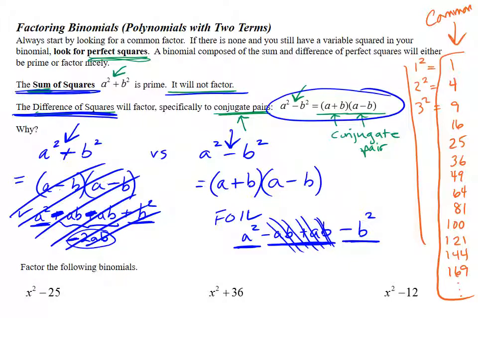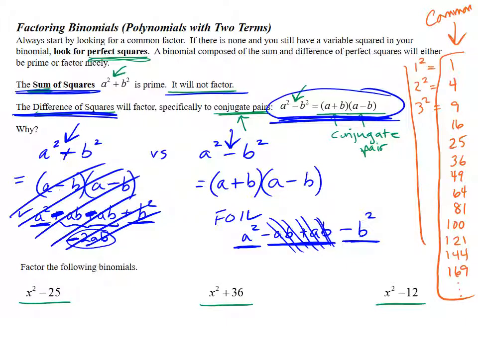Luckily, that formula is pretty straightforward. So what it comes down to with binomials is you really just have to recognize when you have the difference of squares and then just factor it using conjugate pairs. Looking at some examples, let's see which of these three below I've got: x squared minus 25, x squared plus 36, and x squared minus 12. Which of those would factor? And let's factor it if it does.